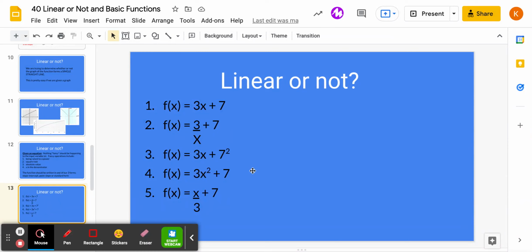Number 4. Number 4 is nonlinear. The reason it's nonlinear is because there's a fancy power of 2 attached to the variable x. This is a square. This would result in a quadratic. All right, that would be a U-shaped graph. So this is not linear. And last but not least, number 5. Number 5 is, again, slope-intercept form. Y equals 1/3 x plus 7. Nothing fancy going on there with that x. This must be linear. Okay?